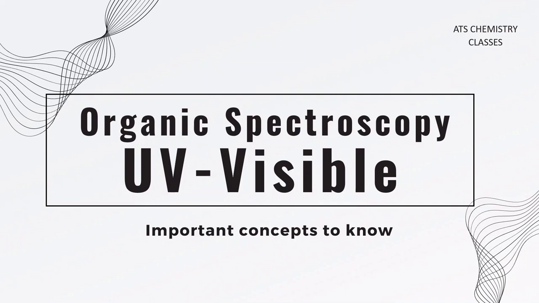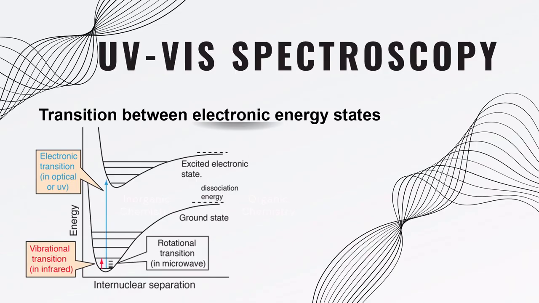Today we are going to discuss UV visible spectroscopy. UV visible spectroscopy is also called electronic spectroscopy. From the name itself we can say that it's a study of transitions that happen at the electronic energy level. The electromagnetic radiation used here is UV visible light. Hence it's also called UV visible spectroscopy.